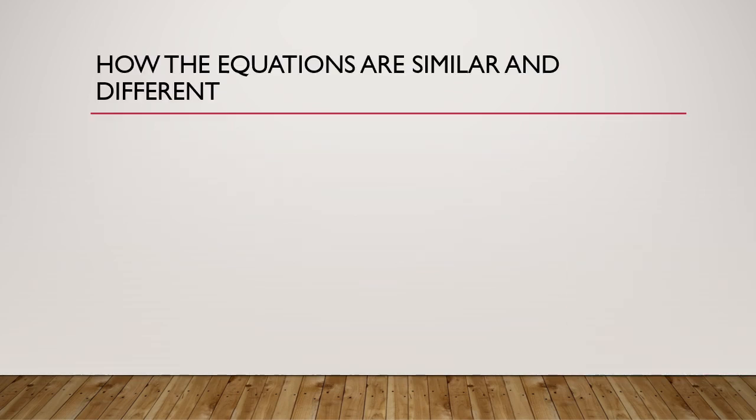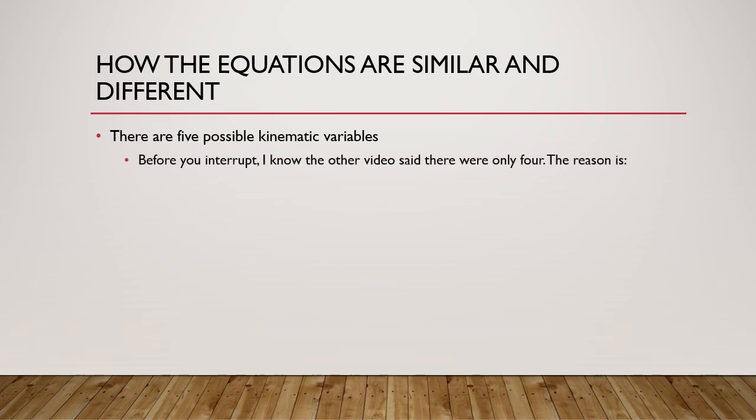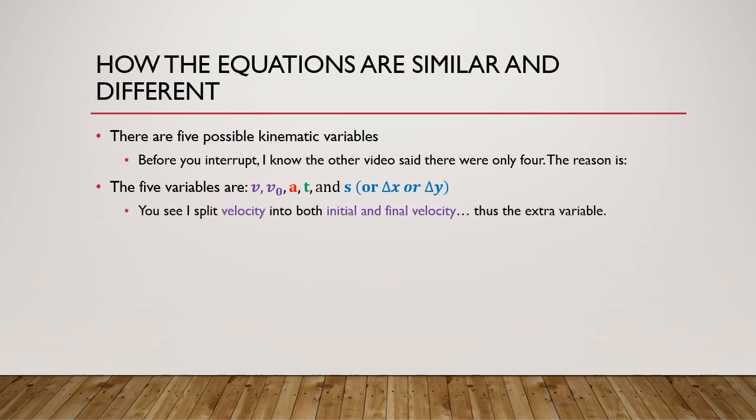So, how are the equations similar and how are they different? There are 5 possible kinematic variables. And before you interrupt, I know the other video said that there were only 4. The reason is that the 5 variables are V, V naught, A, T, and S, but you see I color-coded them, and there are 2 purple ones, the V and the V naught. Both initial velocity and final velocity I'm going to treat as separate variables for these equations.